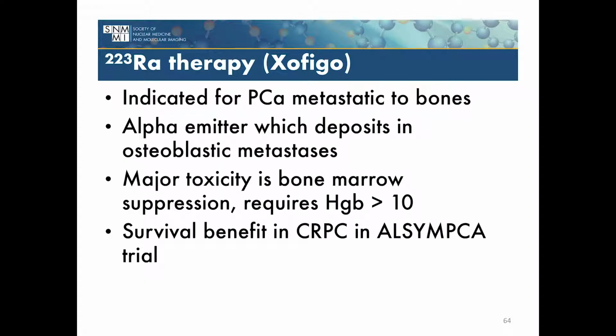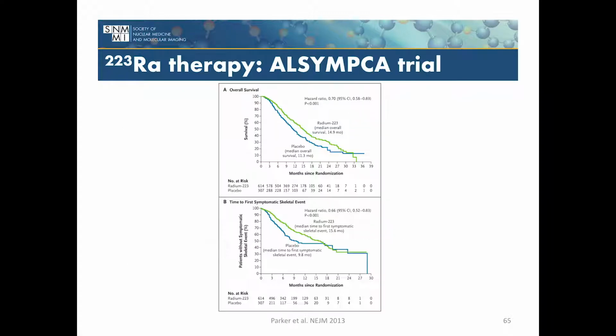Just to summarize, it's indicated for prostate cancer metastatic to the bones. It's an alpha emitter, much more lethal than the beta particles we're using in a lot of our other therapies. The main thing we really worry about in these patients is the bone marrow suppression. The package insert requires a hemoglobin greater than 10 for first therapy, greater than 8 for subsequent therapies. Well tolerated in many cases, but that hemoglobin is really something you've got to watch out for. And that has a survival benefit, as demonstrated in the ALSYMPCA trial, which we discussed.